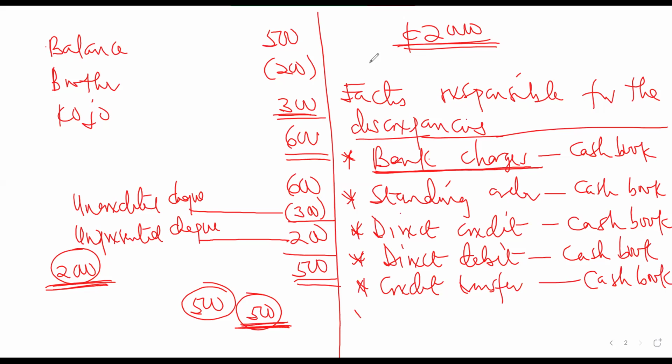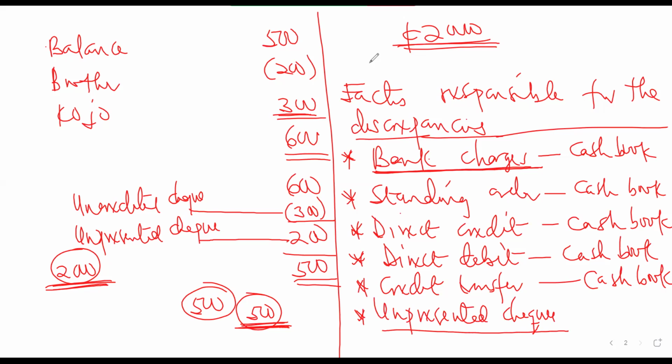Okay, you can also have what we call unpresented check. The unpresented checks are those checks that the company has issued to suppliers, but the suppliers have yet to present the check to the bank for payment. So this one is actually affecting the cash book balance. You are going to be entering the transactions in your cash book, but this will not be reflected on the bank statement.